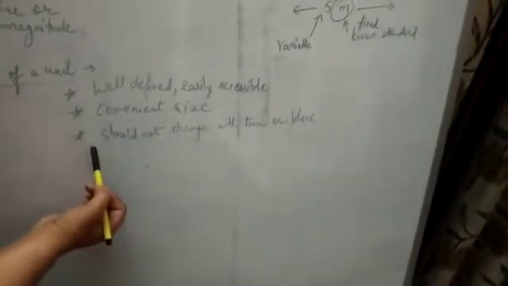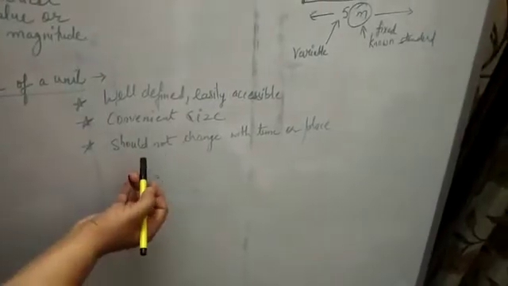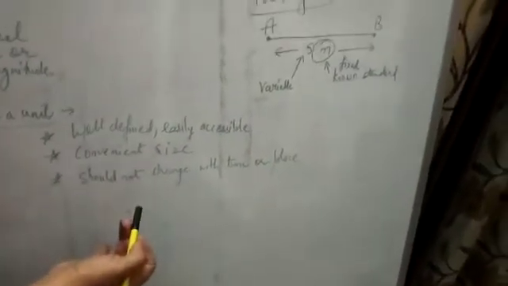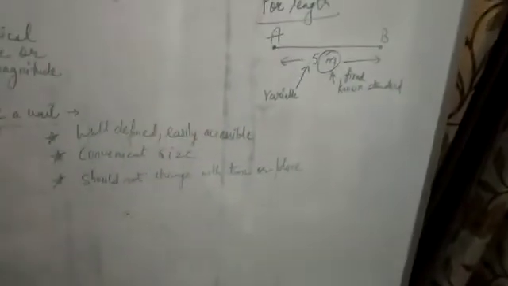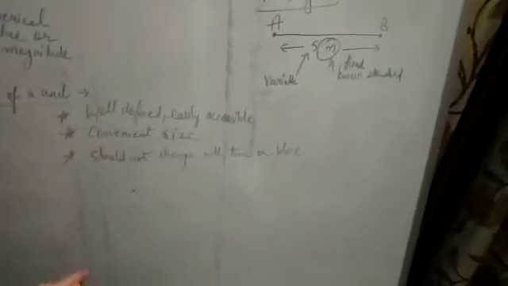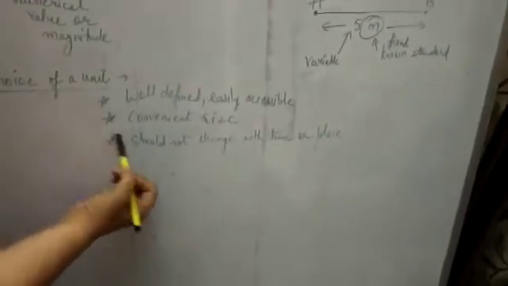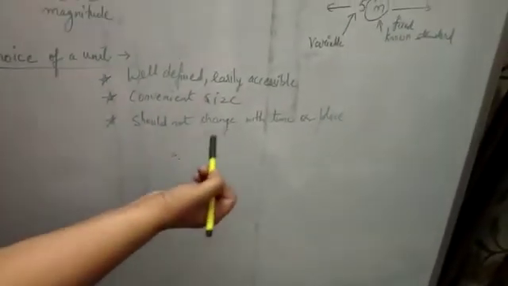And the next choice is it should not change with time or place. It means the value of the unit should not change. Like if we are living in India, the meter should be equal to 100 centimeter. But if we move to the US, it cannot be equal to 1000 centimeter. So the value of the unit that we are using should not change with time or place.